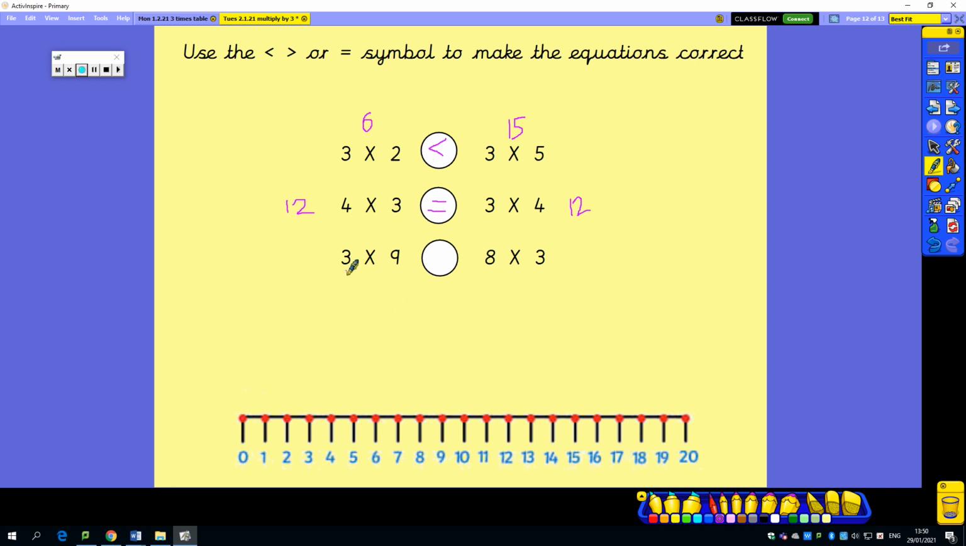And finally, 3 times 9. 3, 9 times. You can use your fingers, you can count in your 3's 9 times. I know it's 27. And 8 times 3. Now you learnt your 8 times table last week. But if you're not that confident with your 8 times table, what could you count in instead? You could count in your 3's 8 times. And I know 8 times 3 or 3 times 8 is 24. So I can see that 27 is greater than 24.